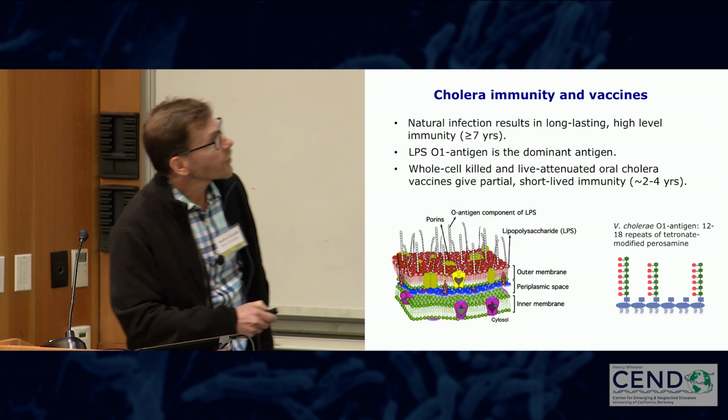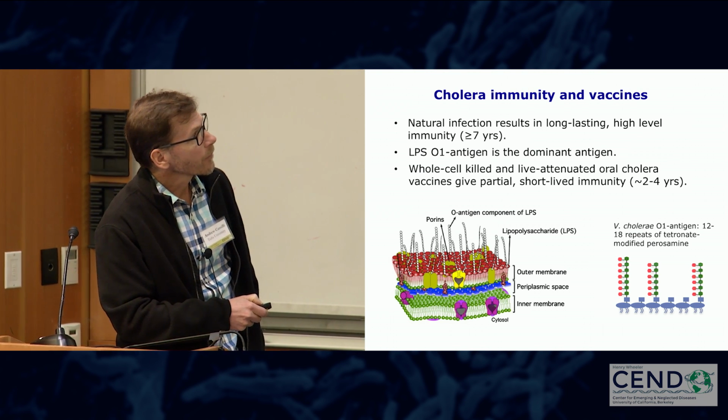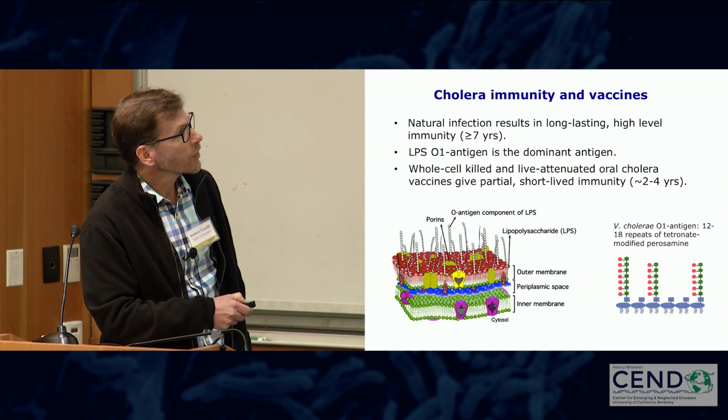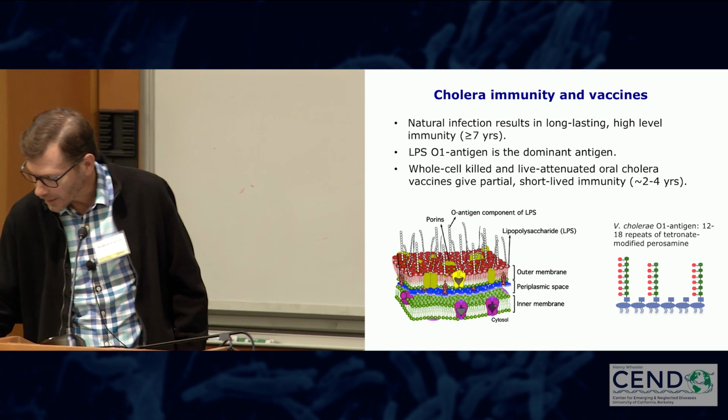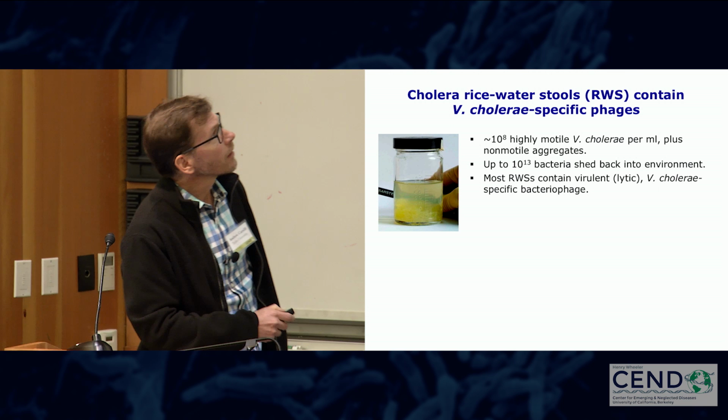And so this O1 antigen that's going to crop up in my talk a couple times is about 12 to 18 repeats of a perosamine backbone with tetronate modifications coming off of it. And I'll get back to that in a second.